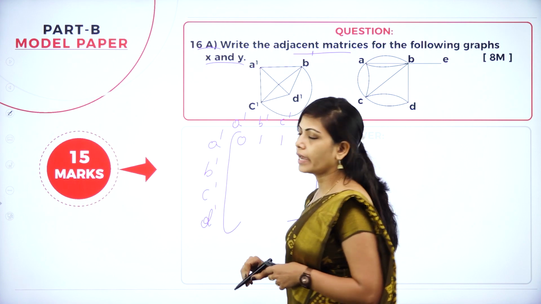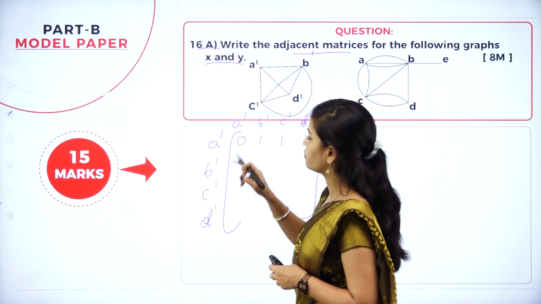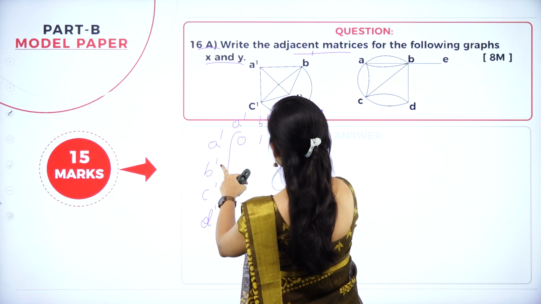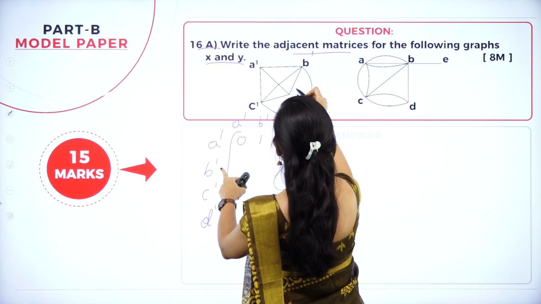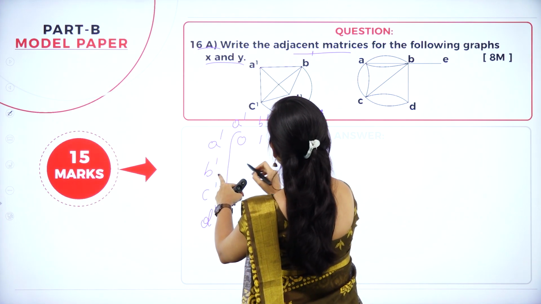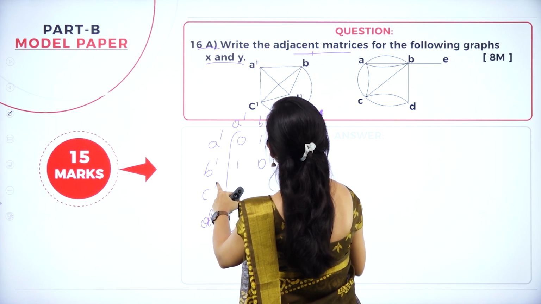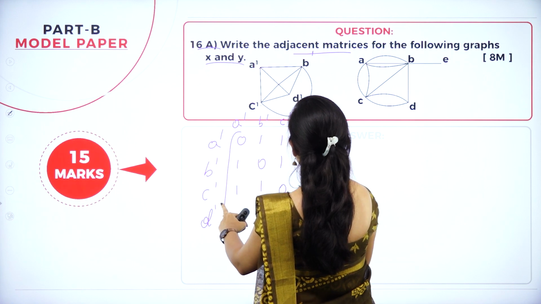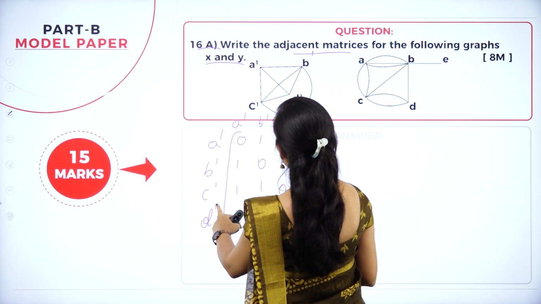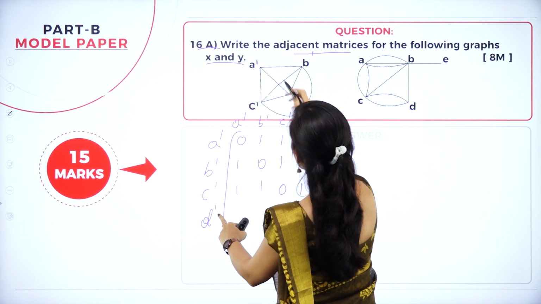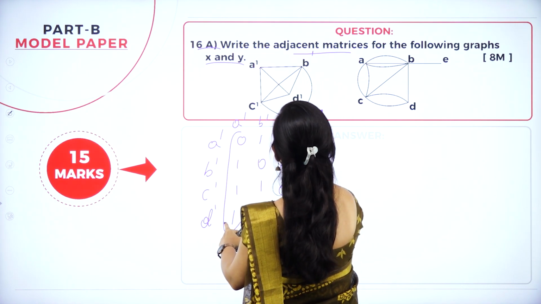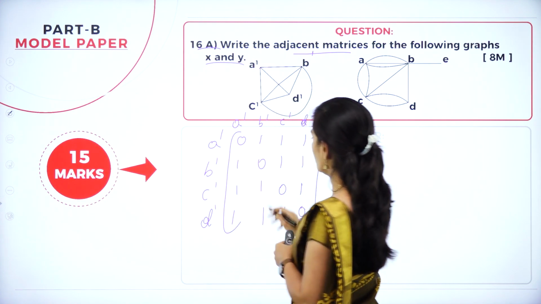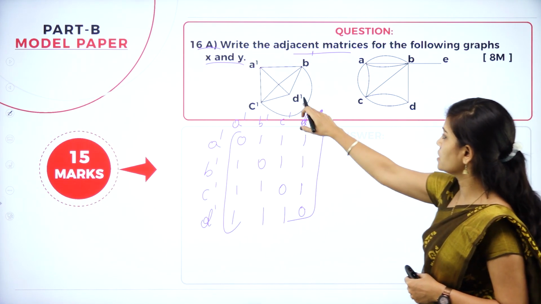So the A1 to A1 is not there, self loop is not there, so I have put 0. And B, so here B1 to C1 and B1 to D1 and B1 to A1 also, self loop is not there. And C1 to A1, C1 to B1, C1 to D1, self loop is not there. And D1 to A1 and B1 and C1 also, D1 is 0. So this is your adjacency matrix for this graph.